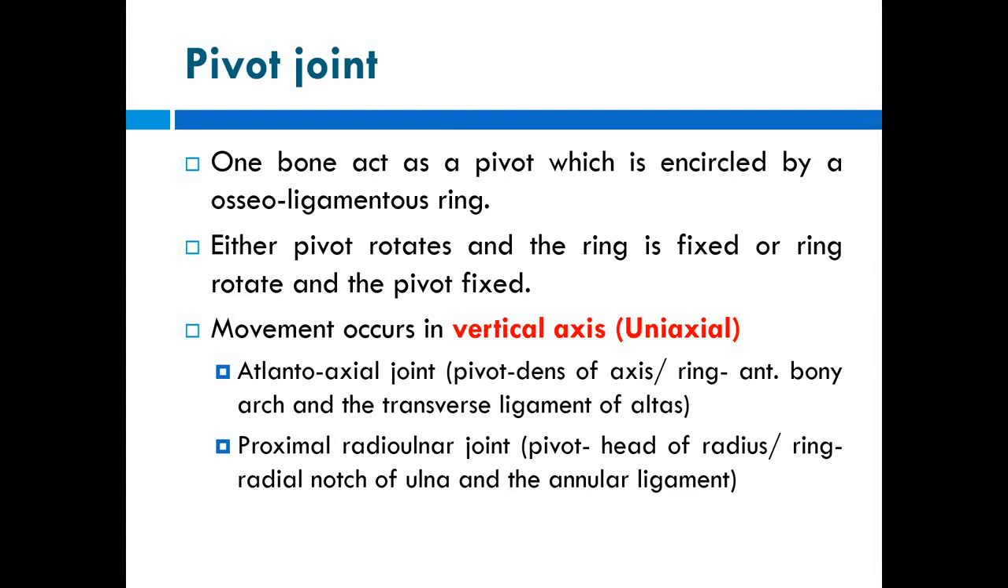Here the pivot is the dens of the axis, or the second cervical vertebra, and the ring is the anterior bony arch and the transverse ligament of the atlas. Another example is the proximal radioulnar joint, where the pivot is the head of the radius and the ring is the radial notch of the ulna along with the annular ligament. Let's see a picture.